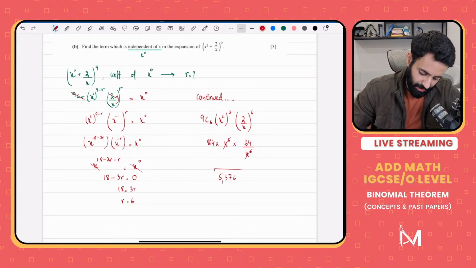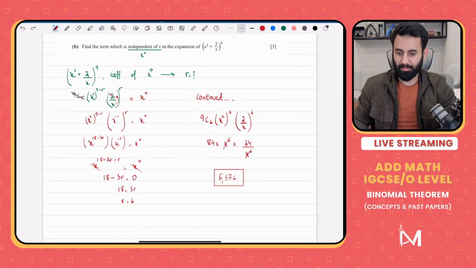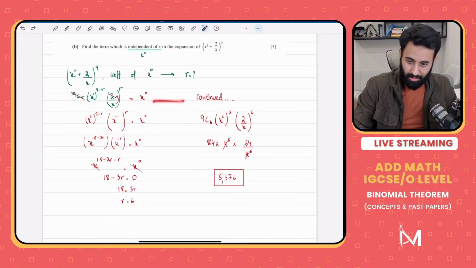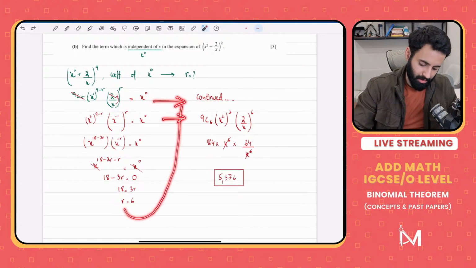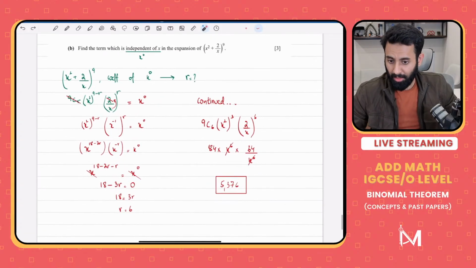Continued — मैंने इसलिए लिखा है ताकि आपको पता चले कि ये मैंने यहाँ के बाद इधर कंटिन्यू किया, इसलिए लिखा है मैंने. Okay, you might think that this is a continuation in this order. That's not. It's in this order. Okay, makes sense?